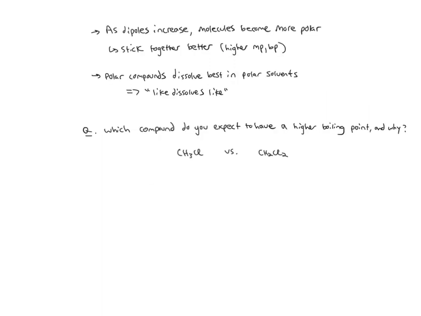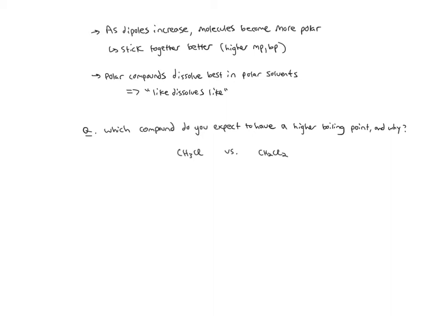We say that when the dipoles increase, the molecules become more polar. That means they're going to stick together better, so they're going to have a higher melting point or boiling point. It also means they're going to be able to dissolve in polar solvent. This is where "like dissolves like" comes from. If we have a solvent molecule that can also have these dipoles and align them with that molecule we saw in the previous slide, then we can help draw those molecules away from each other and start to dissolve them in that solvent. So it comes into play with solubility as well.